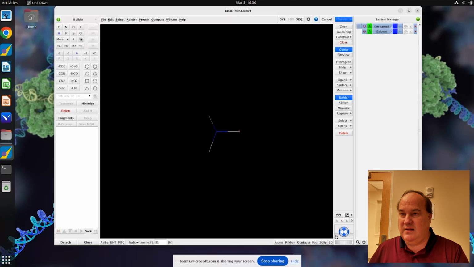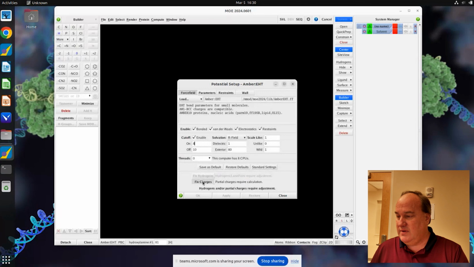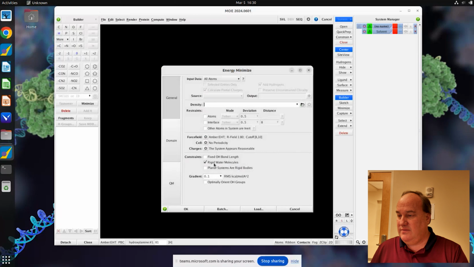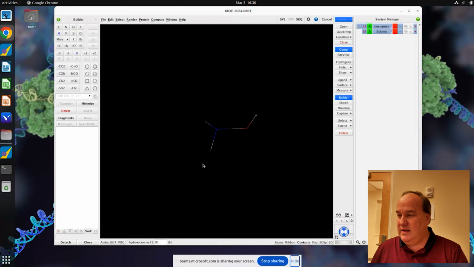Hydroxylamine, so there's my amine. I need to add a hydroxyl. We will fix charges. We'll energy optimize using molecular mechanics. And so, if I look at the Newman projection here, you'll notice that all my hydrogens are in the staggered orientation. So it does appear optimized.